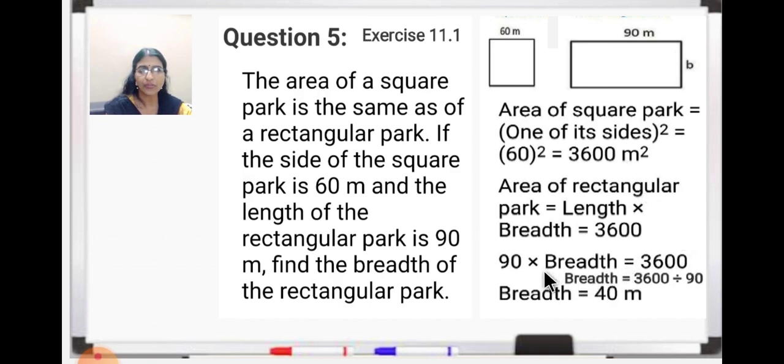And then you know how to solve it. Here this is multiplied to get breadth. This we have to bring to the right side. So here it is multiplied. When you take it to the other side, it will become division. So 3600 divided by 90. You're going to divide 3600 by 90. On division you will get 40. So breadth is equal to 40 meter.